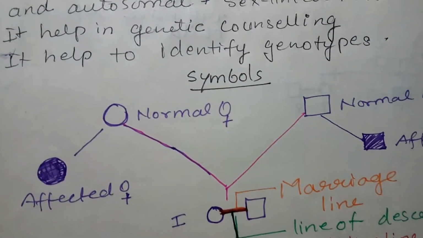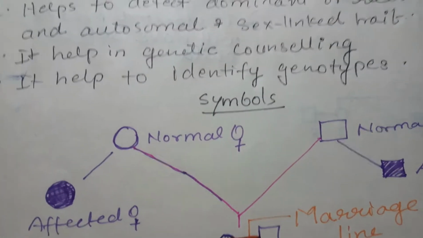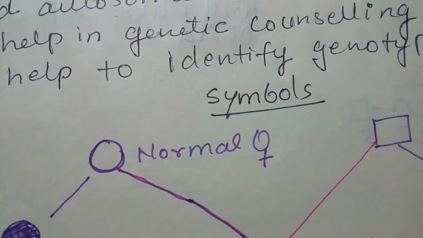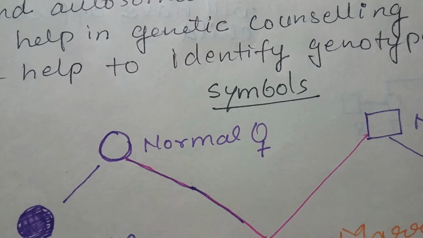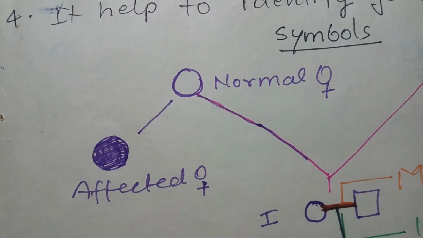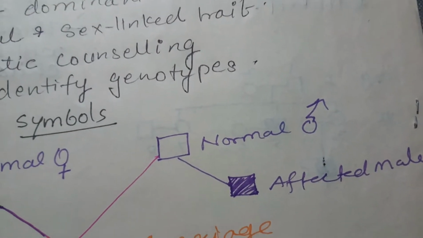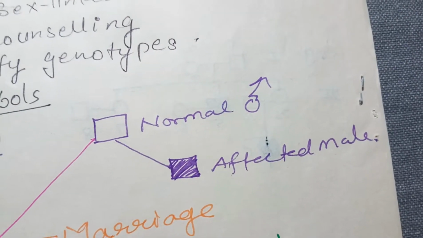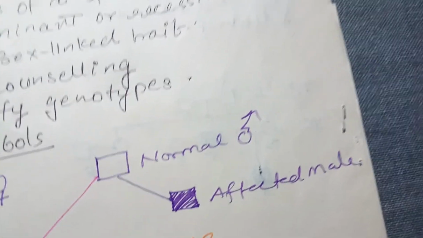Now, to understand this, just look at these symbols. This is an unfilled circle, which represents a normal female. The filled circle represents an affected female. The unfilled square represents a normal male, and the filled square represents an affected male.